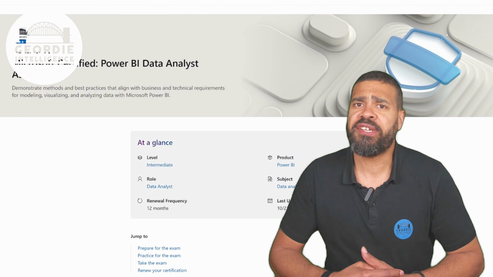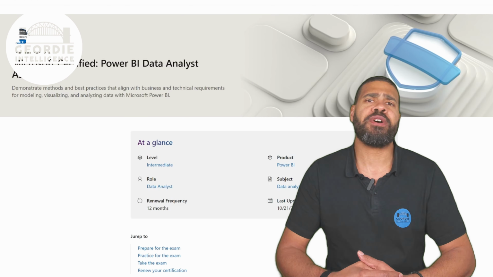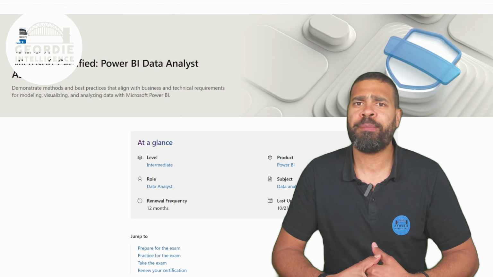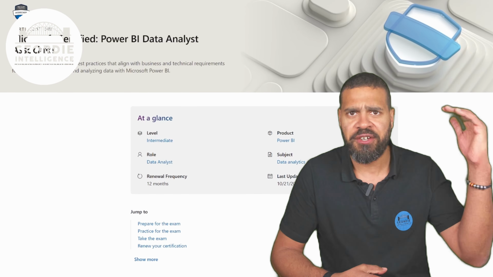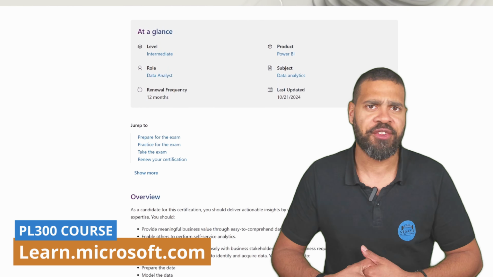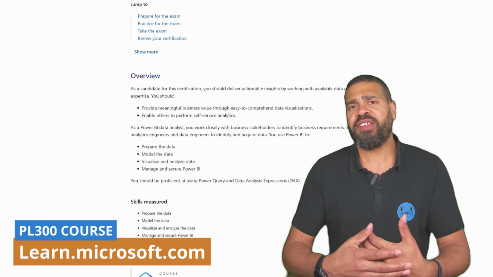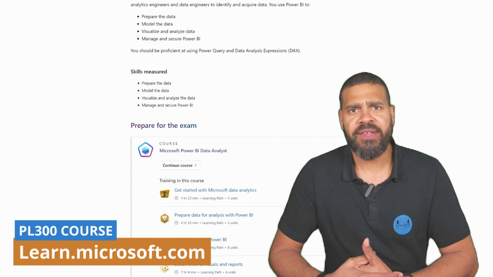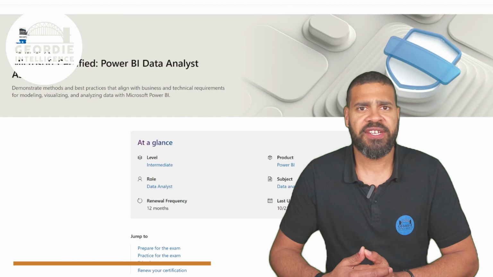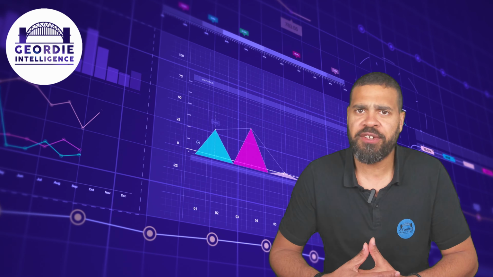The key thing that I'm seeing at the moment is lots of people are thinking, well, all I need to do to become a Power BI developer and access those top tier salaries is do my PL300. And it couldn't be further from the truth. The PL300, I think, is one of those things that's slightly misleading in terms of what it is.